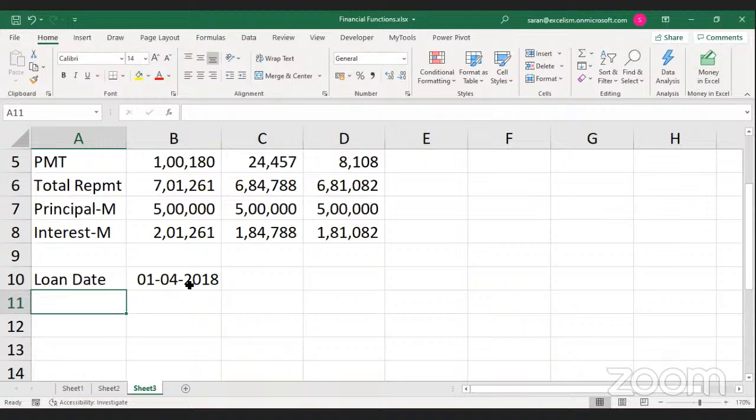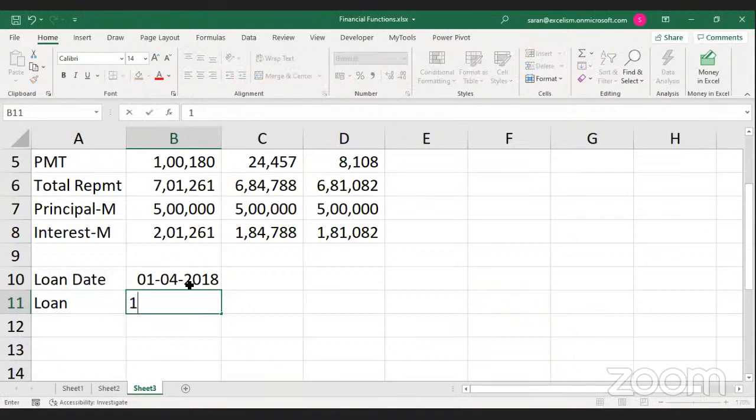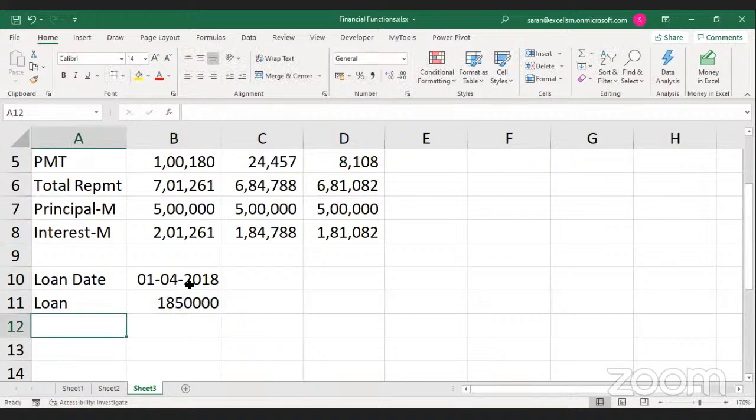Obviously, he remembers when he had taken the loan. Then we ask him how much loan he has taken. He said, "Sharna, I remember I have taken a loan of 18,50,000 rupees." Wonderful. Then he also remembers the rate of interest. He said 10.15%. Let's say, okay, at least approximate.